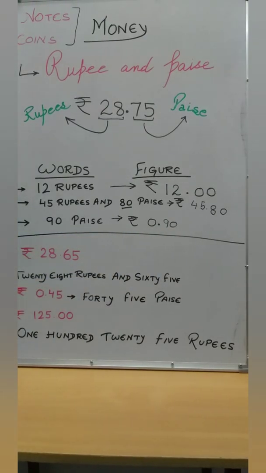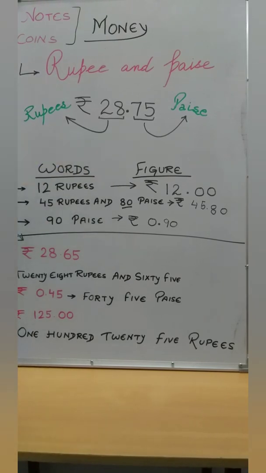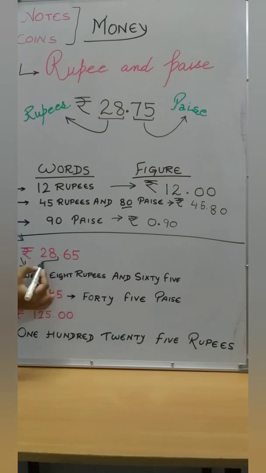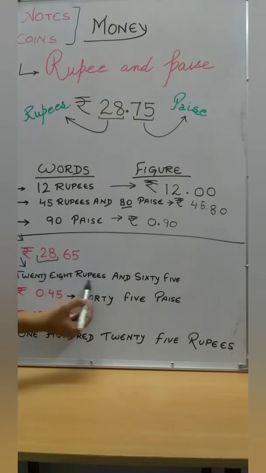Now in the next examples I have written some figures. We can express money in both word form and figure form. Here in this case I have written money in figure form. How to express this in word form: first of all we have to see how many rupees are there. In this case we have 2, 8, means 28. 28 rupees will come.